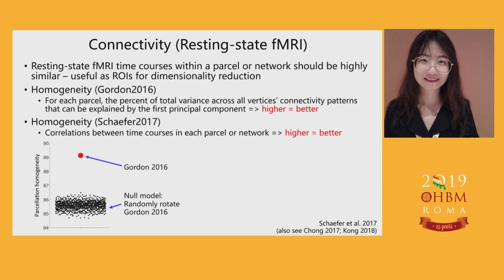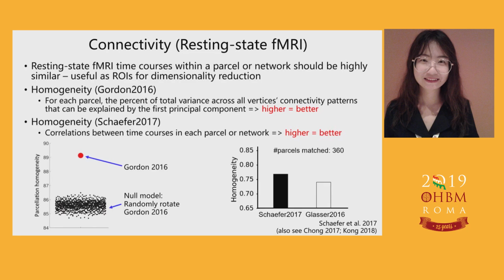There is another way to compute the homogeneity, by correlating the time courses within each parcel or network. Higher homogeneity means that the time courses within a parcel are more similar. This bar chart shows the homogeneity of Schaefer and Glasser parcellation, and it's worth mentioning that the number of parcels are matched here, else it's not comparable.